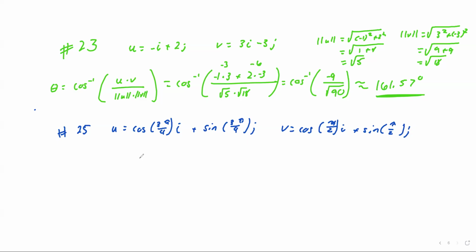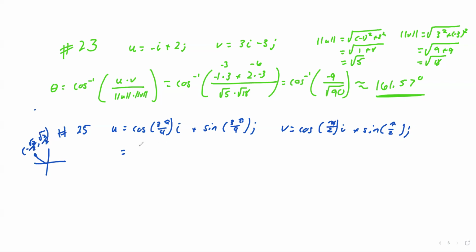So we won't be able to use the calculator here. We'll have to use our unit circle. So the first thing we have to do is write it so that we can do a dot product. So 3 pi fourths, that's 1, 2, that's right here. So that would be negative square root of 2 over 2 and then square root of 2 over 2.